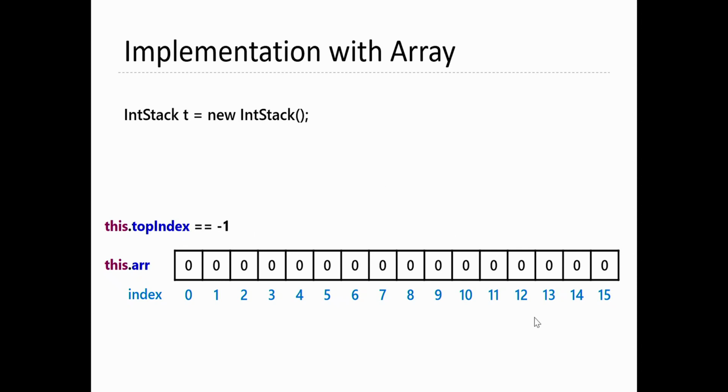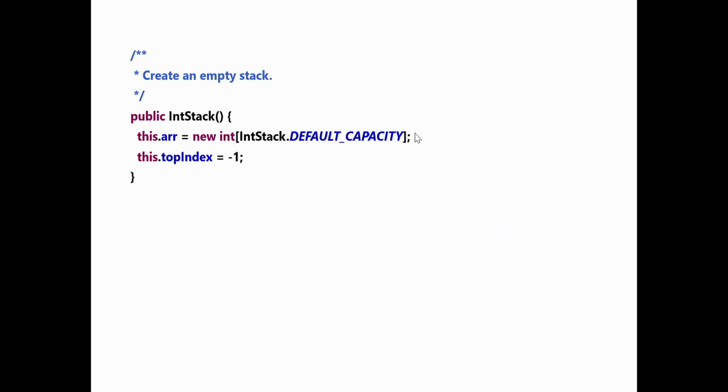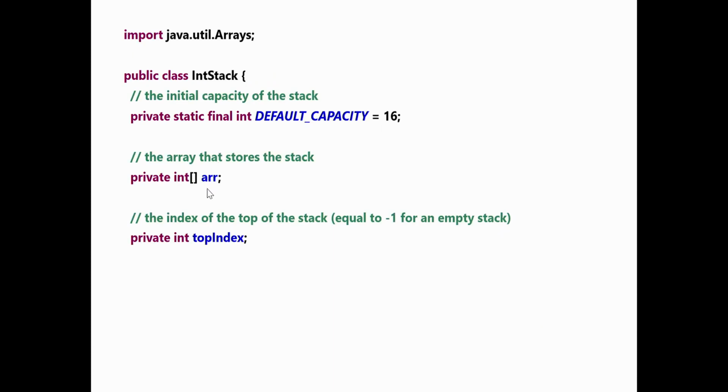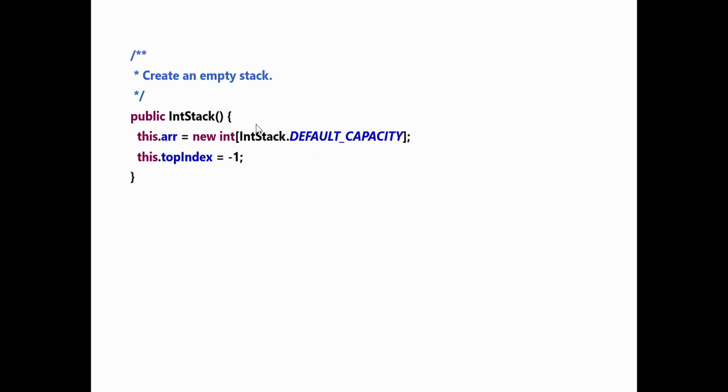And how do you implement that constructor? Well, it's easy. You just make a new array. So remember here, I've got a field called arr, but it's not actually an array yet. It can store an array, but there's no array object for that thing yet. So the constructor has to make an array object, and then it has to set the top index to -1.